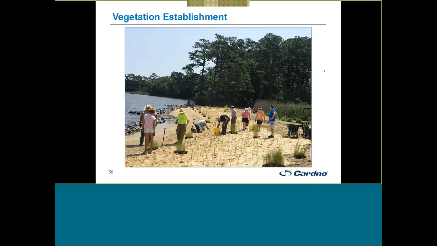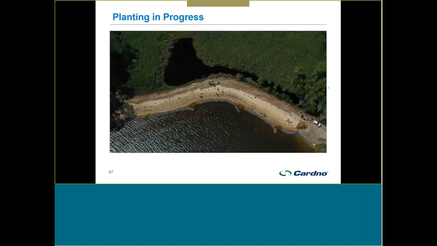Planting we did as a volunteer planting effort on the order of like 7,000 plants. We had, I don't know, 15 or 20 volunteers and pretty much banged out about 85% of it in a 3 or 4 hour work period one day last July. An aerial shot of the plants going in.